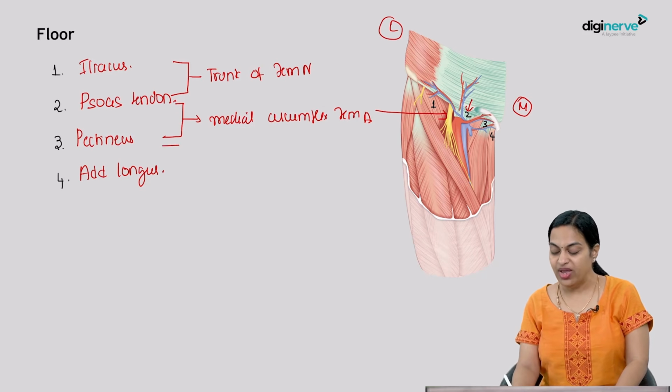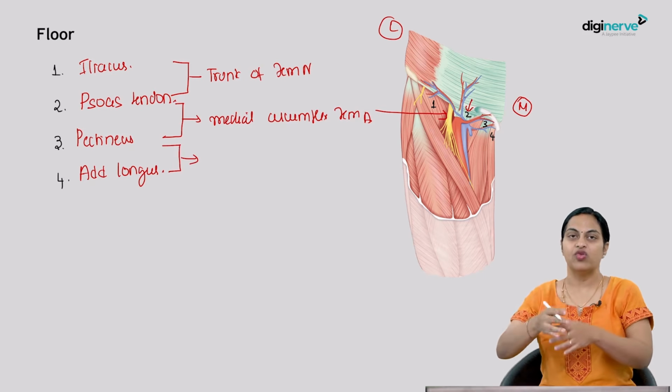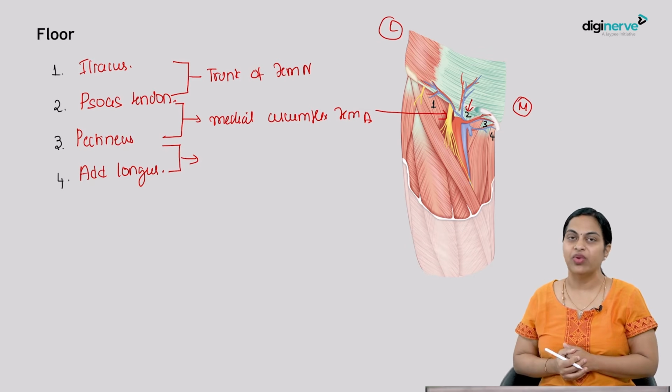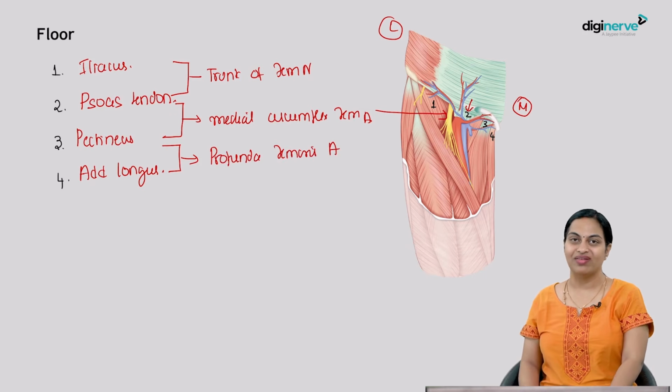Okay, and between pectineus and adductor longus, if you try to separate these two muscles, you can see something else is passing between them. Yes, the profunda femoris artery, which is the largest branch of the femoral artery.